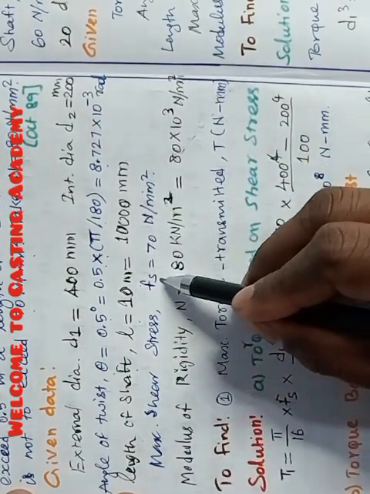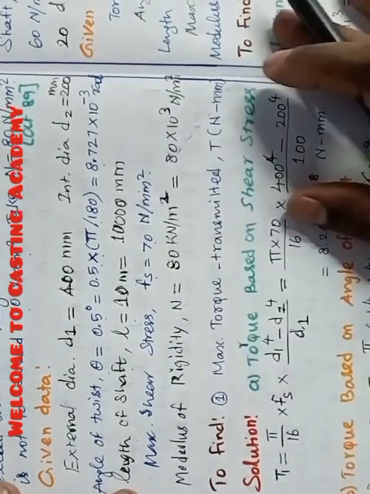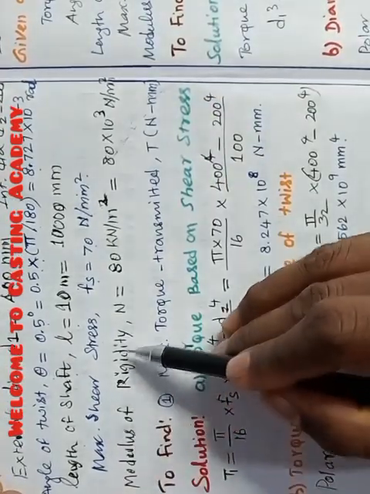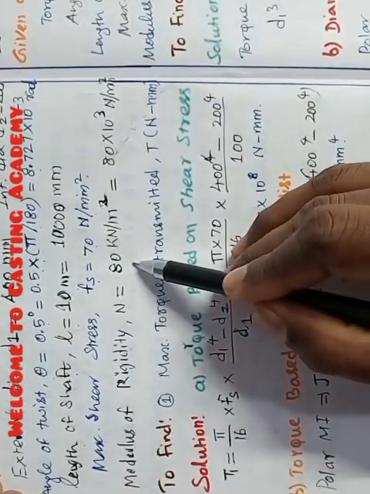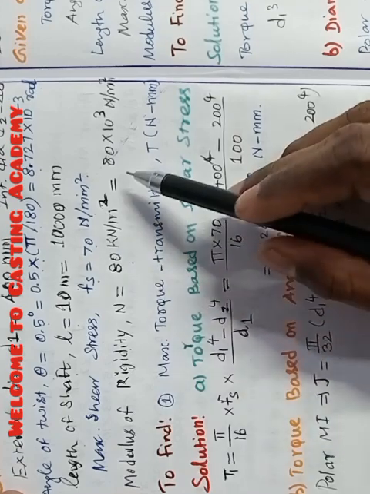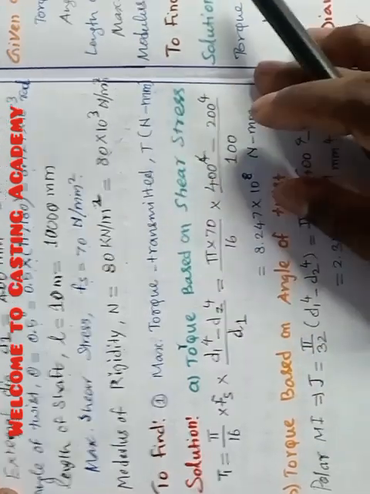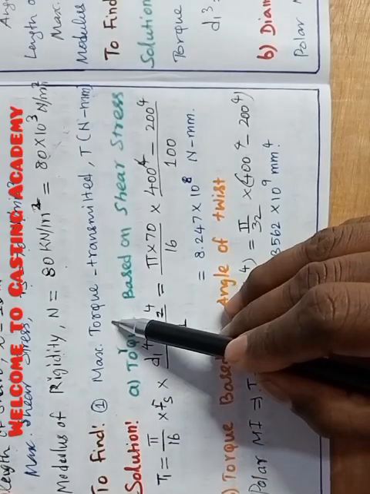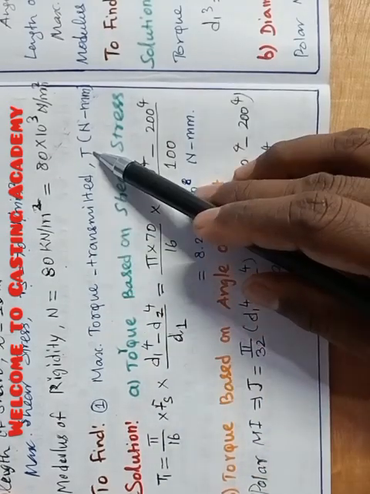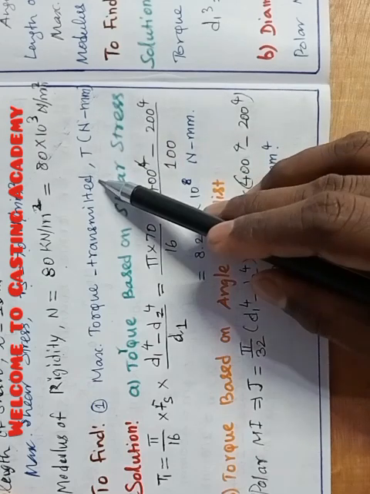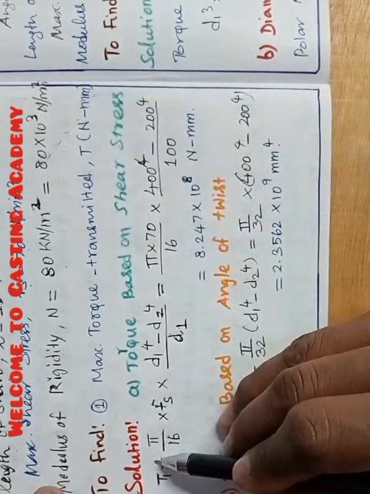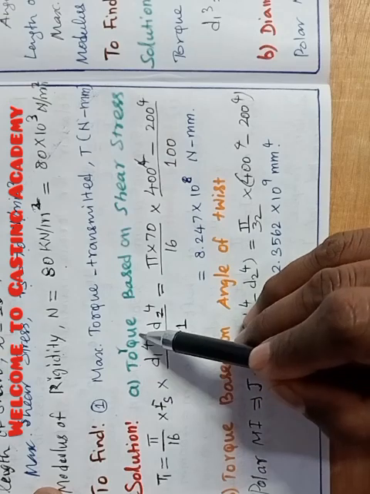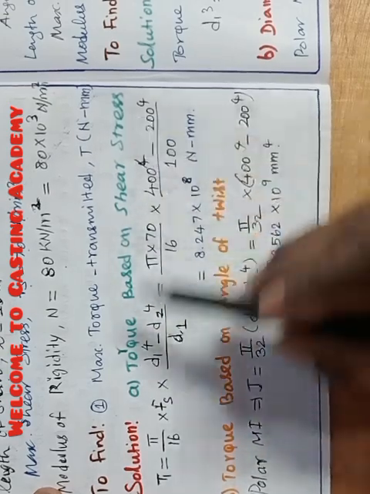Maximum shear stress f is equal to 70 Newton per mm square. And modulus of rigidity N equal to 80 kilonewton per meter square, that is 80 into 10 power 3 Newton per mm square. So now we want to find the maximum torque that can be transmitted by the shaft, T, in Newton mm. Solution. First, you consider torque based on shear stress.